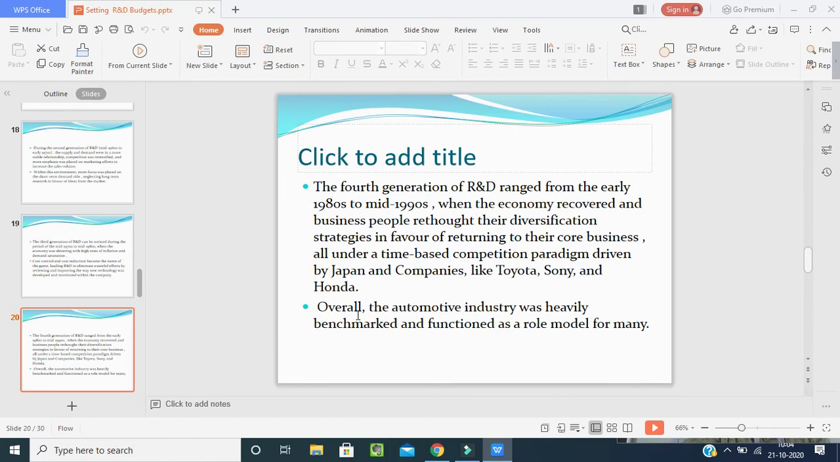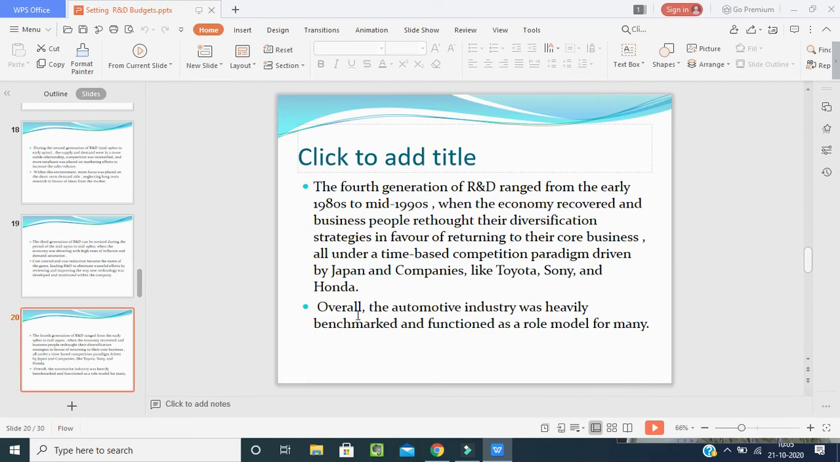Now coming to the fourth generation, it started from the 1980s to the mid 1990s, when the economy recovered and business people rethought their diversification strategies in favor of returning to their core business, all under a time-based competition paradigm given by Japan and companies like Toyota, Sony, and Honda. So what happened in the fourth generation? It started in the 1980s to the mid 1990s.